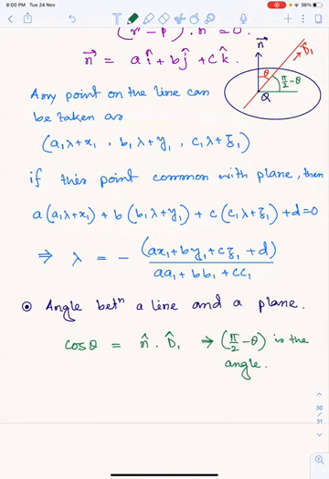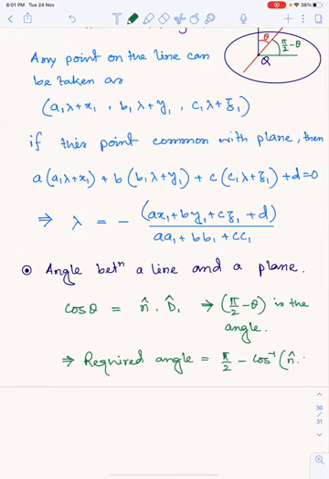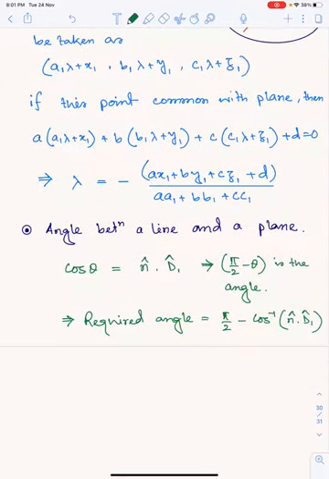From there, as soon as you determine theta, pi by 2 minus theta is the angle. That is, we can mark the required angle as pi by 2 minus cos inverse of (n cap dot d1 cap). So this will be the angle between the straight line and the plane.